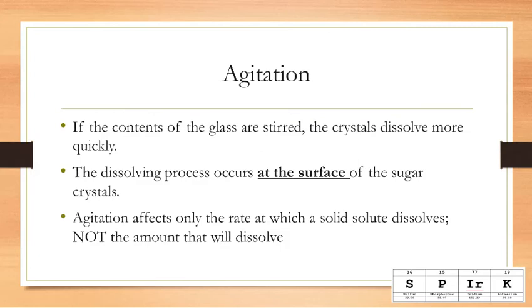So we'll first start with agitation. If the contents of the glass are stirred, the crystals will dissolve more quickly. The stirring speeds up the process because you're constantly bringing fresh solvent into contact with the solute. The dissolving process occurs at the surface of the sugar crystals. Agitation affects only the rate at which a solid solute dissolves, not the amount that will dissolve. So no matter how vigorously you stir, no more solute will dissolve.